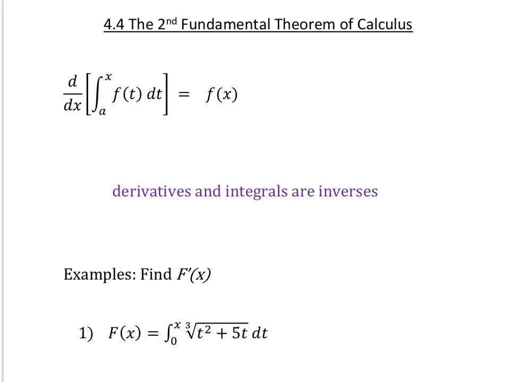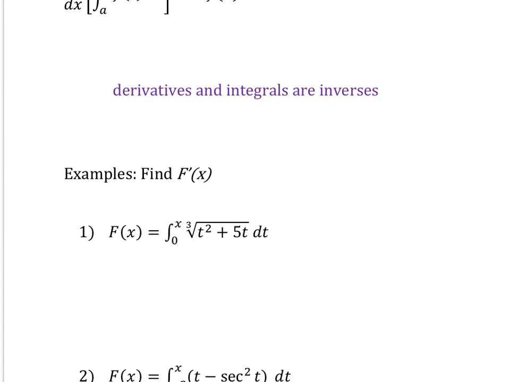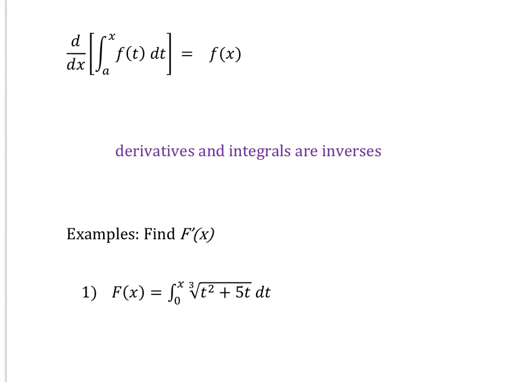Okay, so what we're looking at here is the derivative of the integral of f of t dt is equal to f of x. What we're really saying with this is that derivatives and integrals are inverses. Okay, so what we're looking at here, we're taking a derivative of an integral of f of t dt, and it's just going to equal f of x.